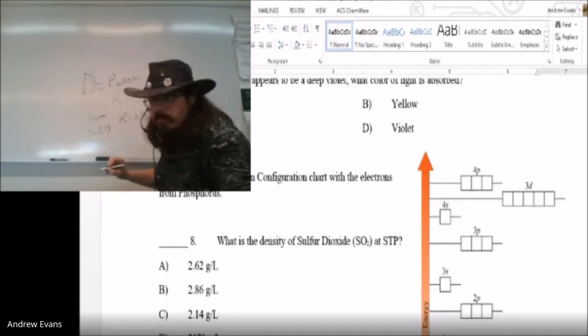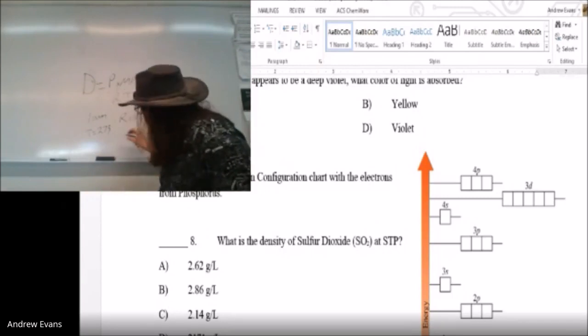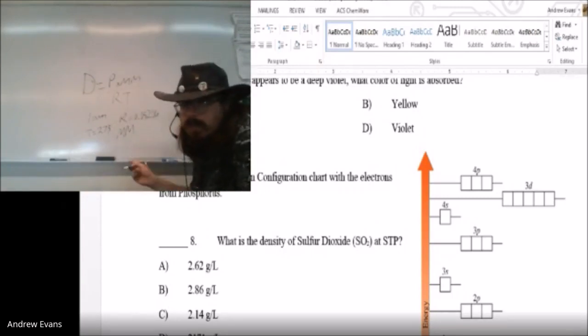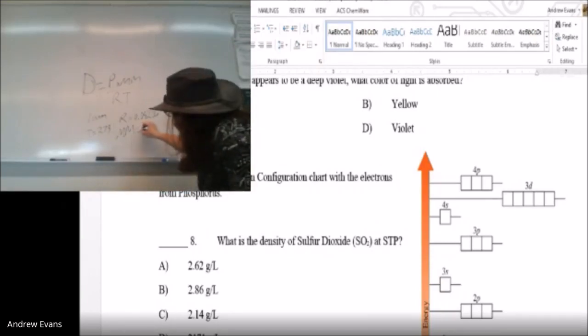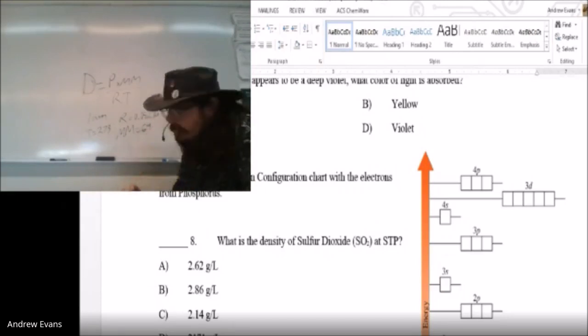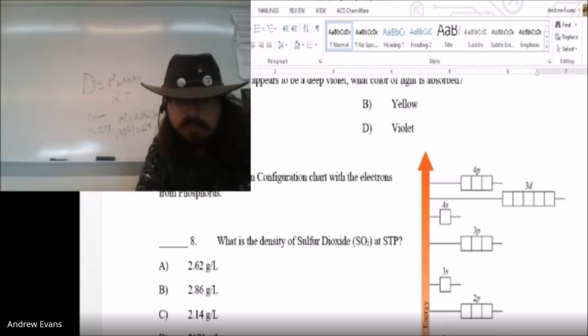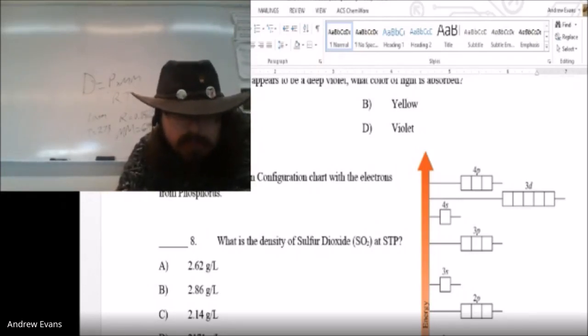T is 273. R by definition must be 0.08206 atmosphere liters. And then molar mass: sulfur is 32. Oxygen is 16. 16 times 2 is 32. The molar mass is 64. So 64 times 1 divided by 273 divided by R gives us a density of 2.86, or B.